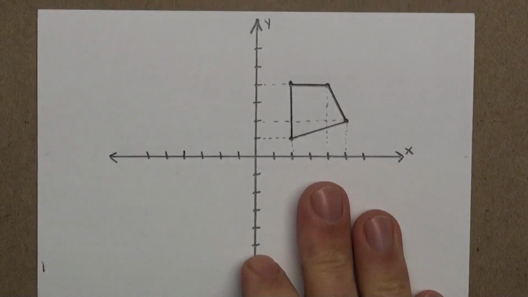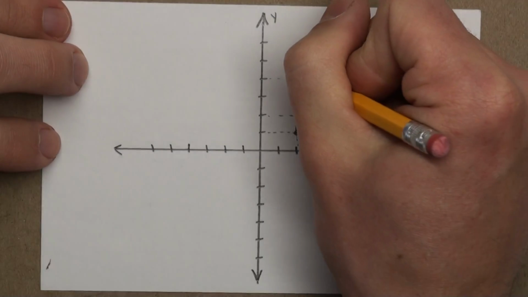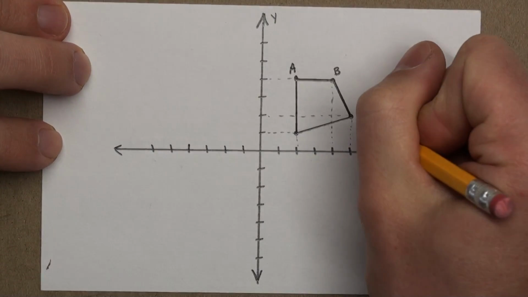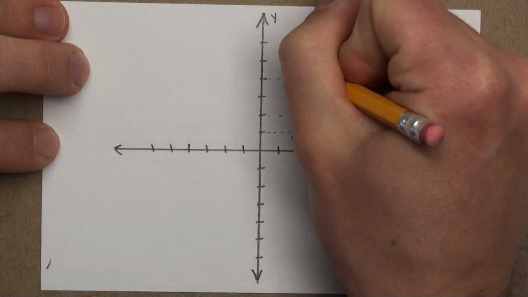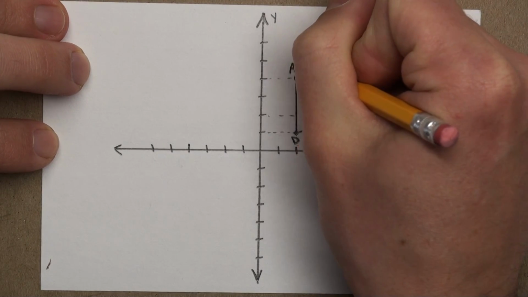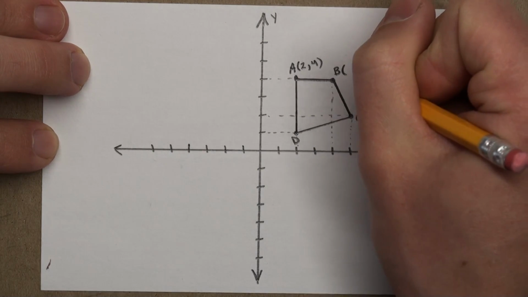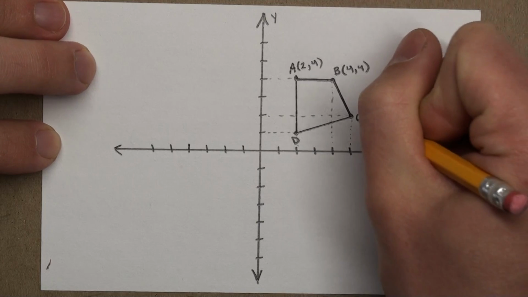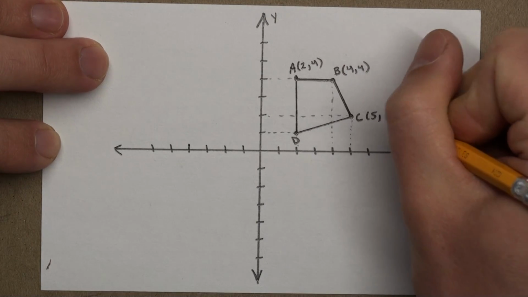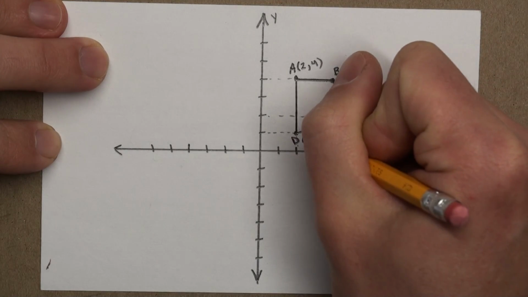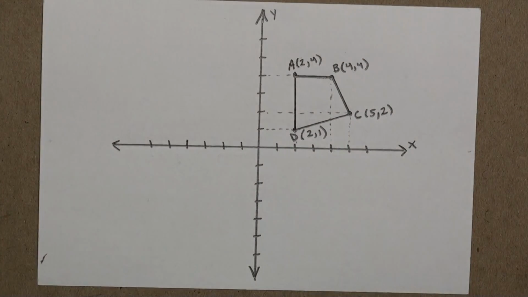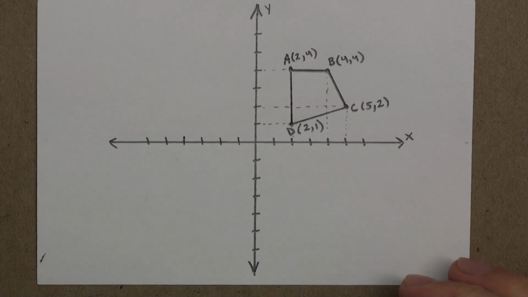Alright, so let's say this is our pre-image, right? We got A, B, C, and D. A is at (2, 4). B is at (4, 4). C is at (5, 2). And D is at (2, 1). Okay? And let's say that the translation that we do is 7 units left and 3 units down.